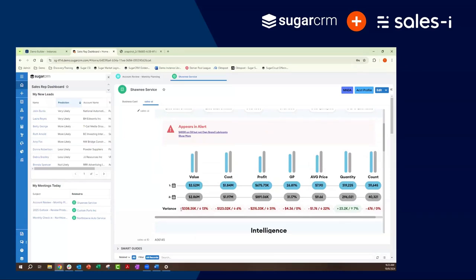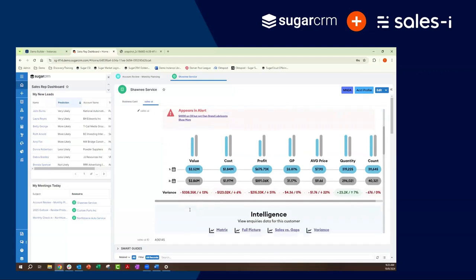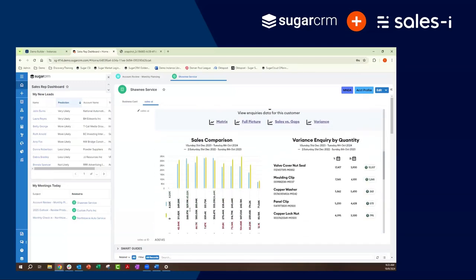Year to date, I can see we're down about $338,000 worth of sales volume. I can see exactly what our cost is for those parts that we're selling into this customer, what our profit is, our average price, and even our quantity of products and the amount of products we're actually selling into this customer base. Now I'm seeing a lot of red figures here, which is exactly why I wanted to highlight this account, is maybe as a sales rep, I want to better understand why are we down $340,000 in value this year versus last year.